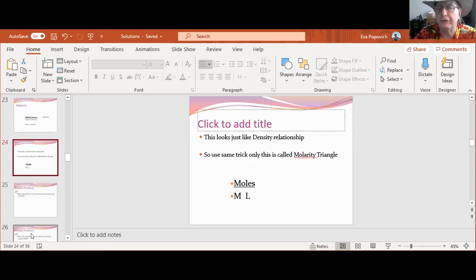Do you remember how we had the density triangle? If we have grams and volume, we divide the grams by the volume to get the density. If I have the volume and the density, I just multiply them to get the grams. You remember that? Yes. We can use the same thing here, only this time we're going to put moles on the top and molarity and liters in the denominator. If I have moles and liters, I simply divide the moles by the liters and I get the molarity. If I have the molarity and the liters, all I have to do is multiply the molarity by the liters. That will give me moles. If I have the moles and the molarity, I divide the moles by the molarity, and I get the volume.